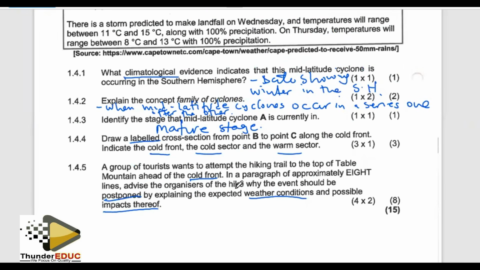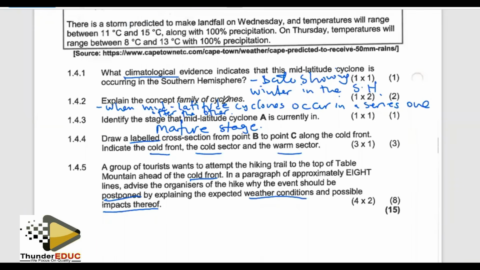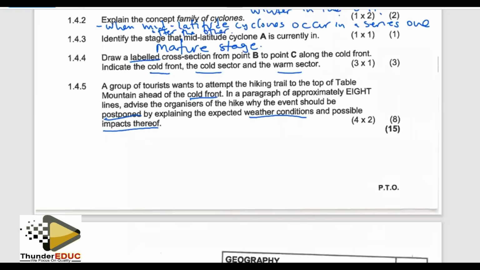Then for 1.4.5, a group of tourists want to attempt the hiking trek to the top of the Table Mountain ahead of the cold front. And they're saying in a paragraph, approximately 8 lines, advise the organizers of the hike why the event should be postponed by explaining the expected conditions and possible impacts thereof. Okay, 1.4.5. So we need to look at the possible conditions and the impacts thereof.